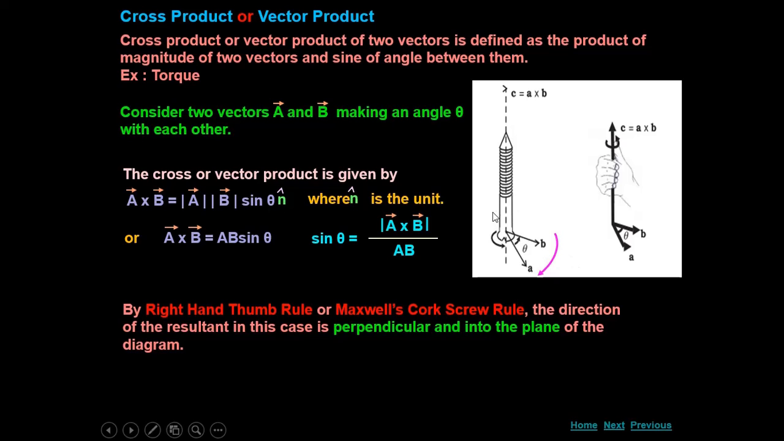If you are rotating the screw in the reverse direction, clockwise direction, then the b vector will start to rotate towards the a vector. In this way, the screw will move downward.